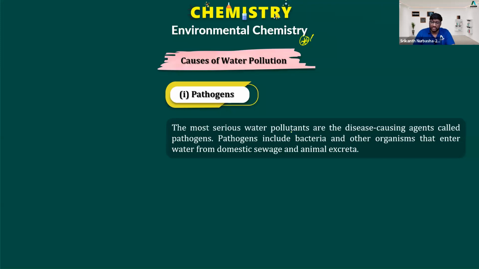The most serious water pollutants are disease-causing agents called pathogens. Pathogens include bacteria and other organisms that enter water from domestic sewage and animal excreta. Because of these, we are going to have different kinds of diseases.